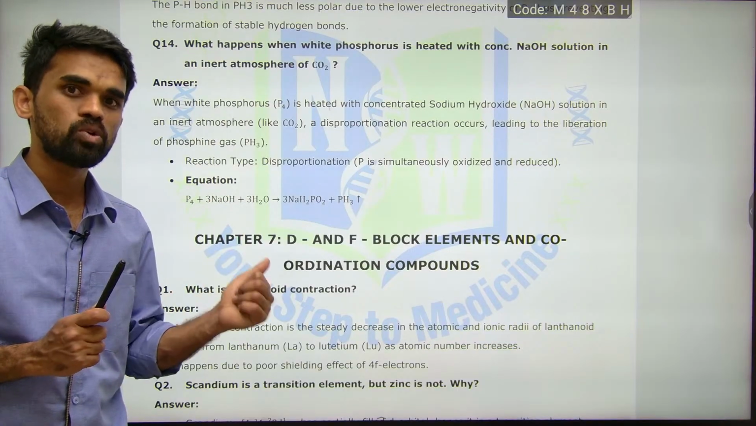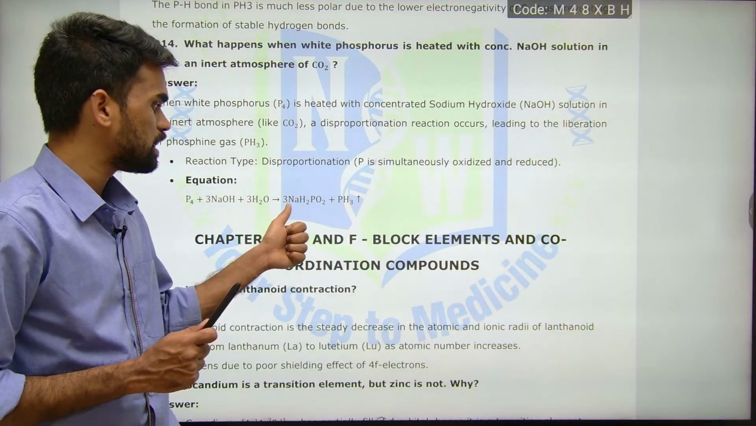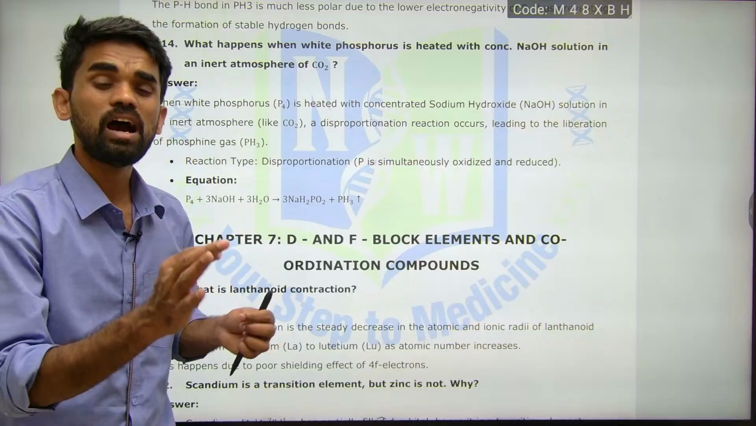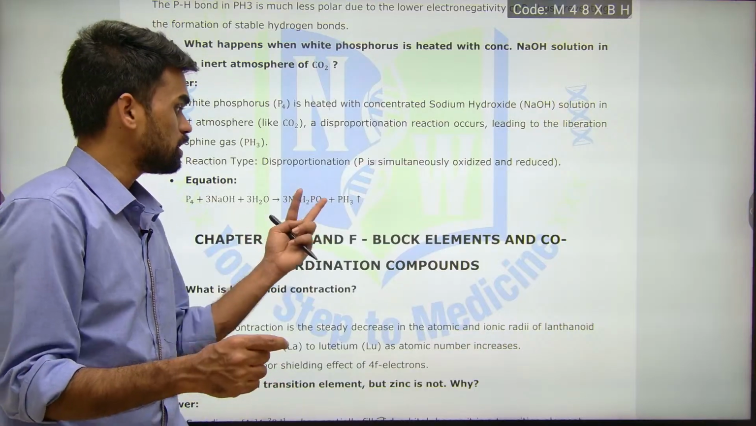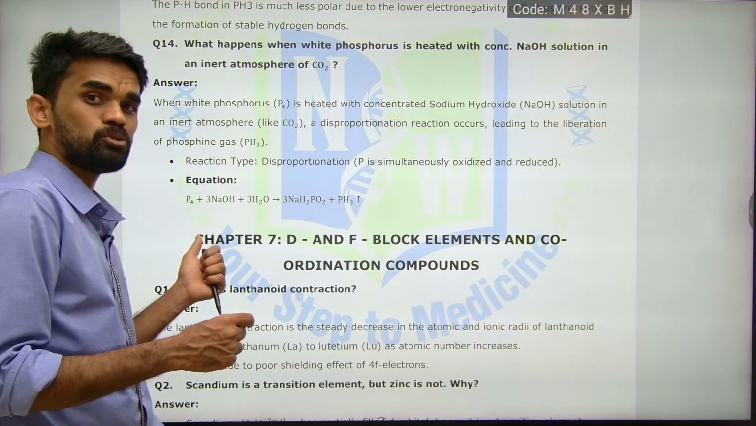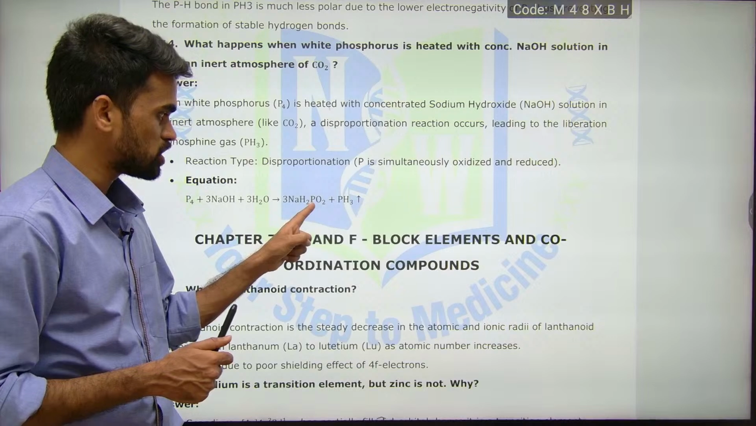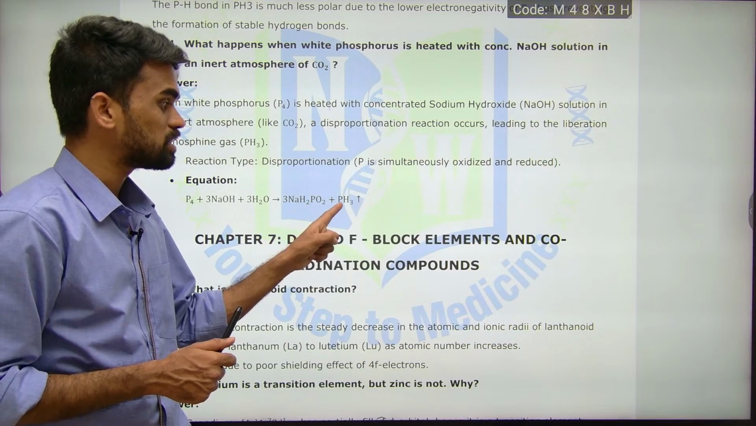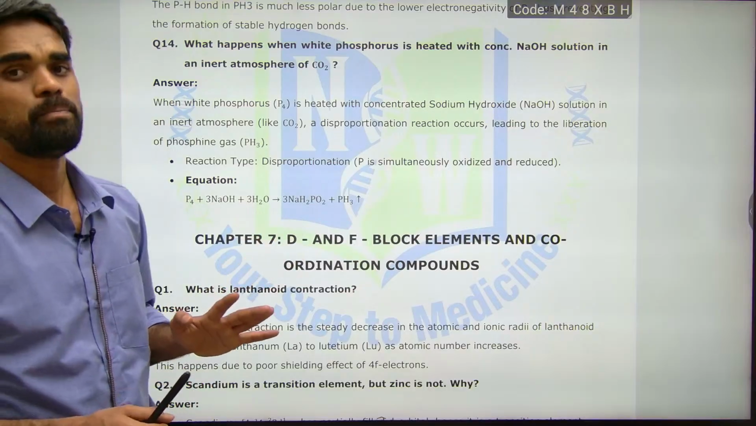Now what are the products formed? One is phosphine, that is PH3, and another is NaH2PO2. Now they will ask for the oxidation states of phosphorus in the final products formed in the disproportionation of white phosphorus. Here it is in the +1 oxidation state and here it is in the -3 oxidation state. So these are the things to be remembered from P block elements.